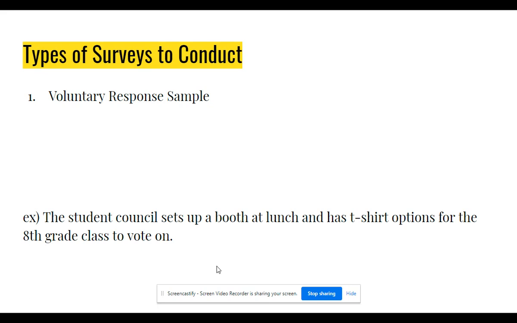So what are some pros about that? This should be your next question on the forms. What are some good things that can come from voluntary response?